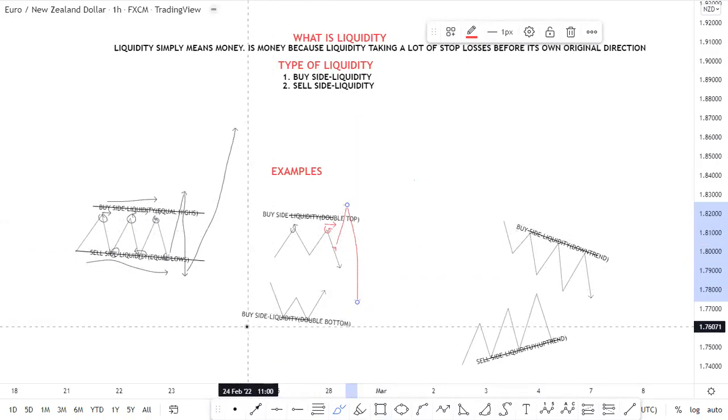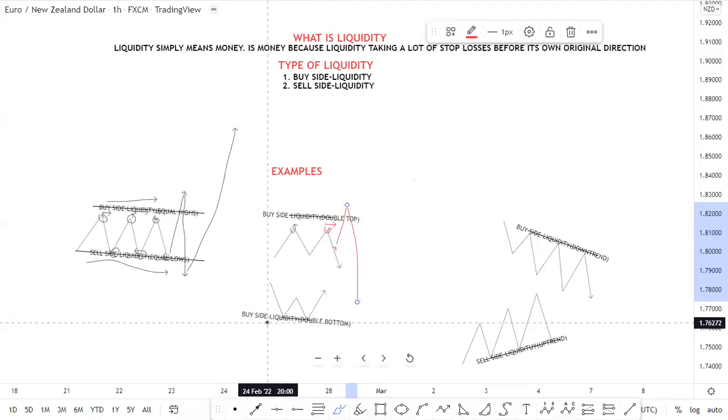And then we have buy side. Sorry, this is sell side liquidity.